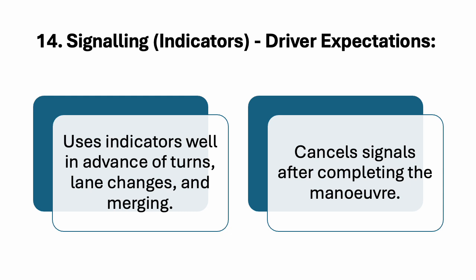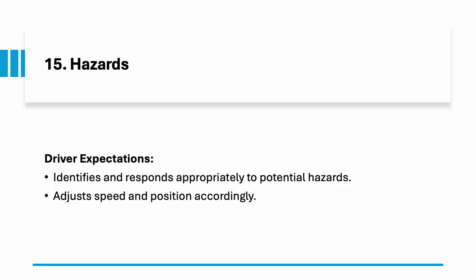Signalling. Driver expectations: uses indicators well in advance of turns, lane changes and merging. Cancels signals after completing the manoeuvre. Hazards. Driver expectations: identifies and responds appropriately to potential hazards. Adjusts speed and position accordingly.